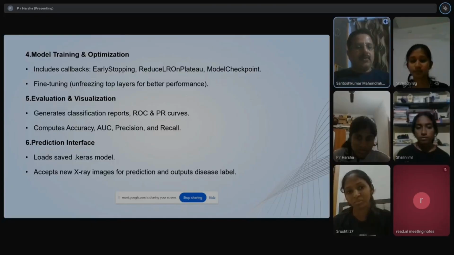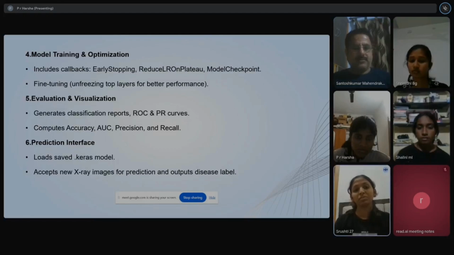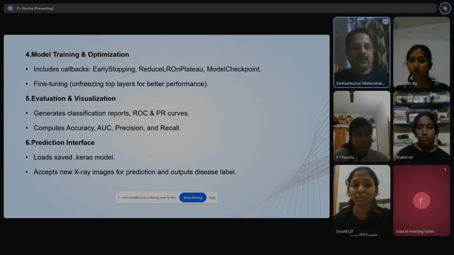Here you are talking about evaluation and visualization, generating classification reports and ROC and PR curves. What are these ROC and PR curves? How do they look? I don't know, sir. Srishti has to answer. No, I don't know, sir. Okay.